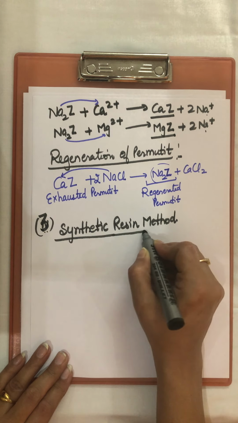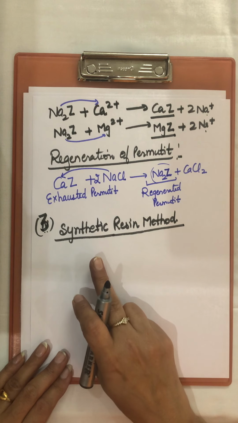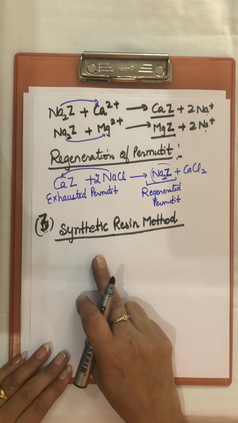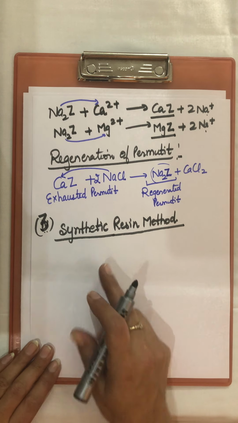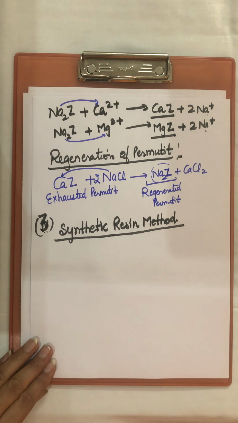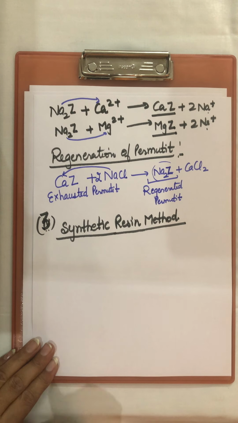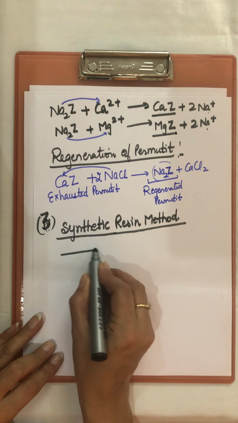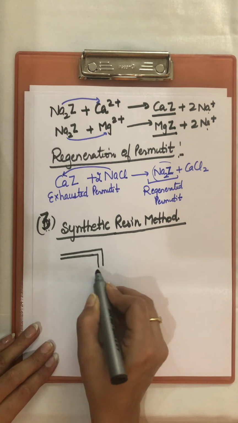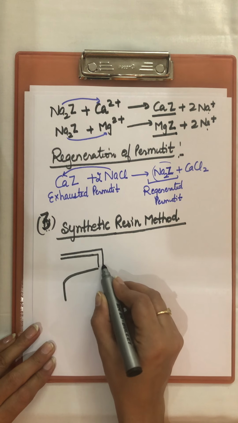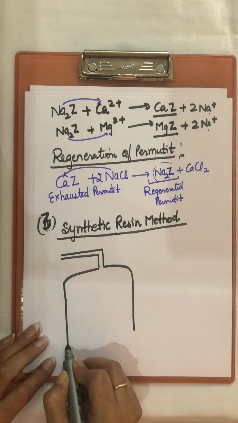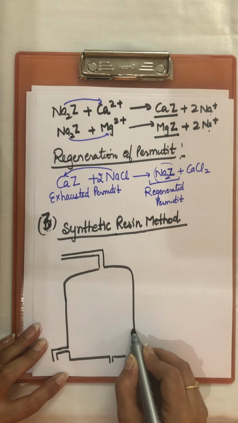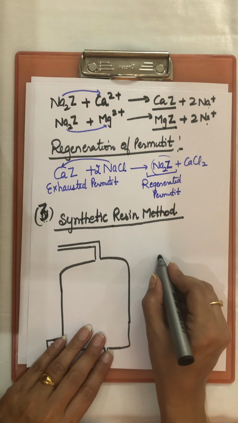Nowadays, hard water is softened by using synthetic exchangers. This method is more efficient than zeolite process. We take two kind of resins here. One is cation exchange resin, another one is anion exchange resin. Two tanks are taken here. First tank, second tank here.